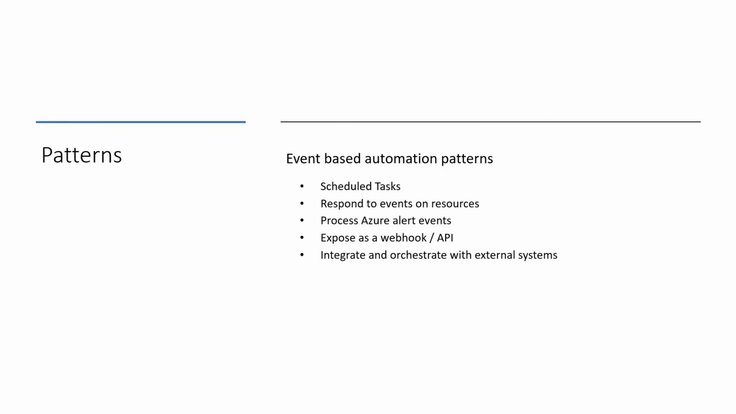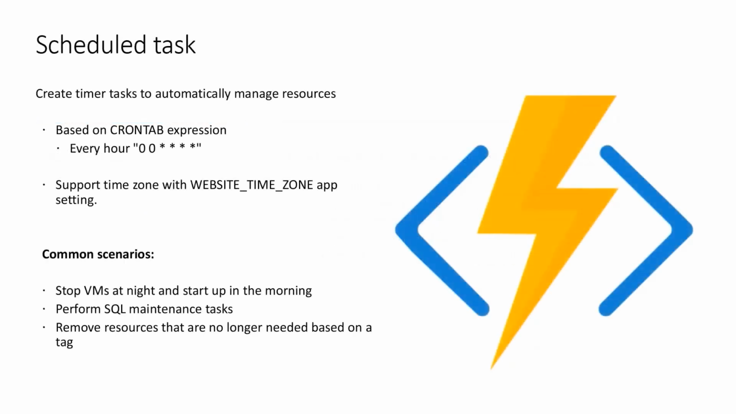We will first focus on one of the most common automation tasks, which is running scripts on a schedule. So in Azure Functions, this is accomplished by using the timer function and using the cron tab expression. This also supports daylight savings time by using the website time zone app setting. Some common scenarios for scheduled tasks are stopping VMs at night and starting them up in the morning, performing SQL maintenance tasks, and also removing resources that are no longer needed, maybe based on a tag.